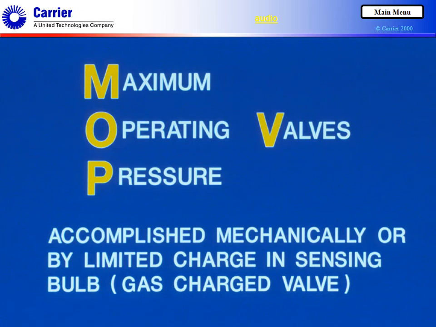They do so by using pressure-limiting valves, also called a maximum operating pressure valve, or simply MOP valves. Some styles limit the maximum operating pressure in the evaporator by mechanical means, such as a spring. Others achieve the same result by using a limited refrigerant charge in the sensing bulb of the valve.